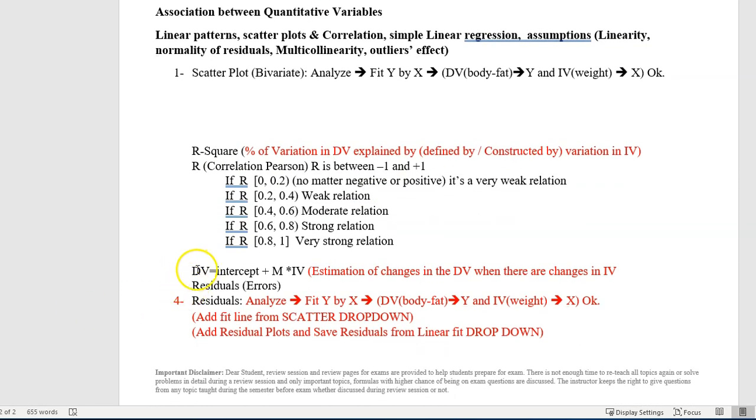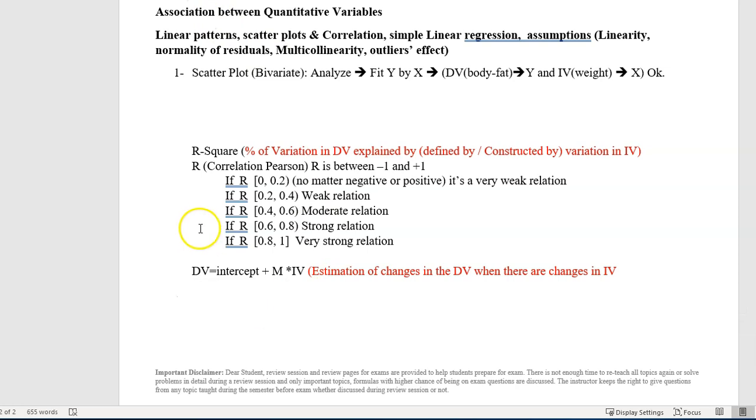And the last part is the equation of your regression line. DV, in this case sales, equals intercept, whatever it is, plus the slope times the independent variable. How do we interpret this? We say estimation of changes in DV when there is a change in IV. Residuals are not for this exam, they're going to be for the future.